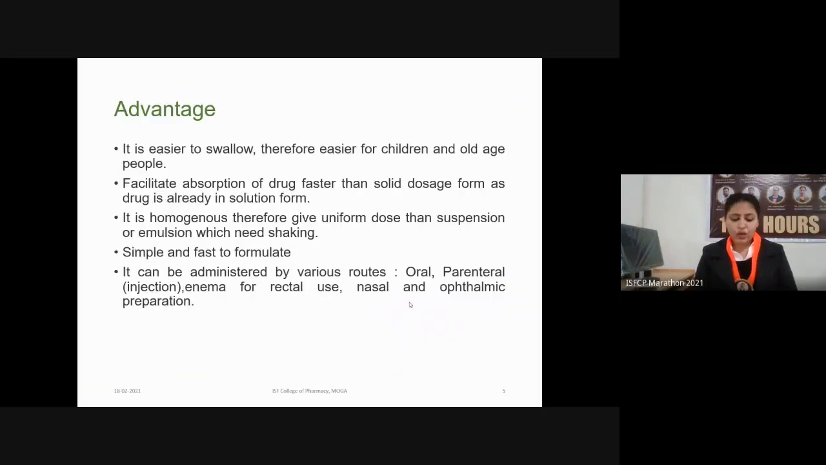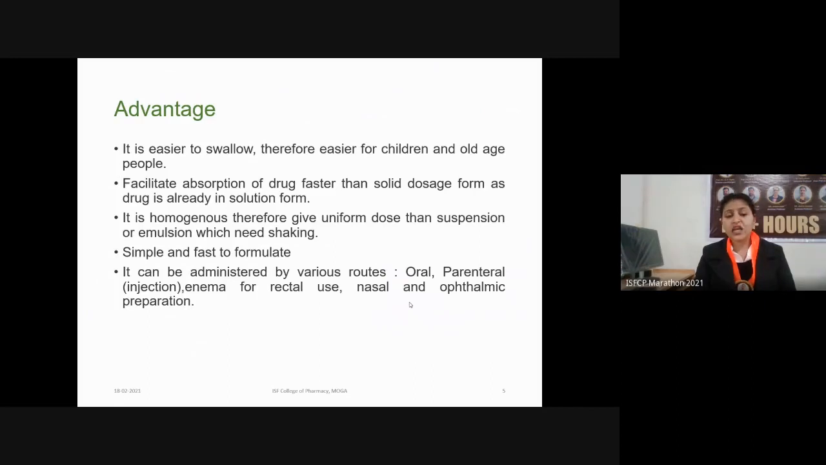Now we will discuss the advantages of monophasic liquid dosage form. It is easy to swallow, therefore easier for children and old age people. As it is liquid in form, the elderly people and children have difficulty in swallowing tablets. Children prefer liquid dosage forms over solid dosage medicaments because of their better taste and flavor. Flavoring agents are added in it. So it is used in the case of children and old age people.